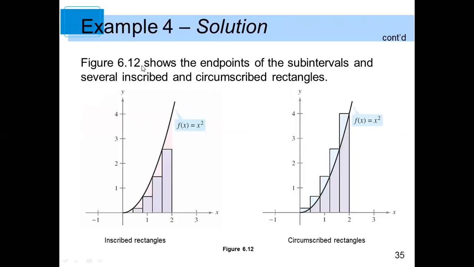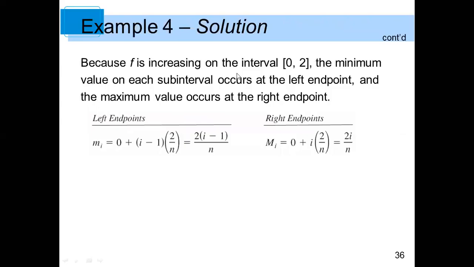So this figure shows the endpoints of the subintervals in several inscribed and circumscribed rectangles. In this one they use left endpoints, and that makes them all inscribed because they're inside of the region. These ones are circumscribed because they stick out over the region, and these are all right endpoint rectangles. Because f is increasing on the interval, the minimum value on each subinterval occurs at the left endpoint, and the max value occurs at the right endpoint.